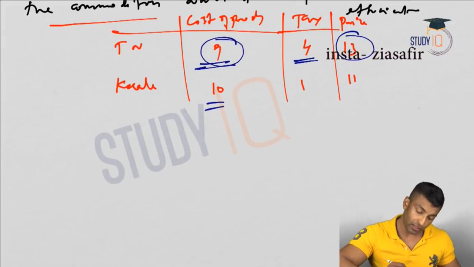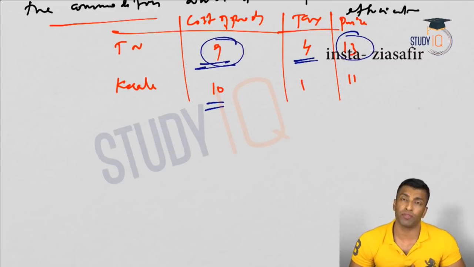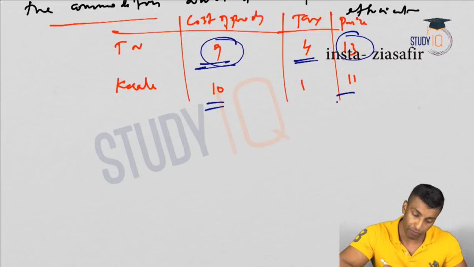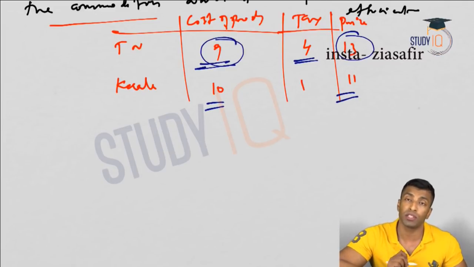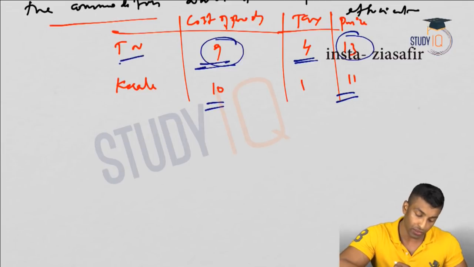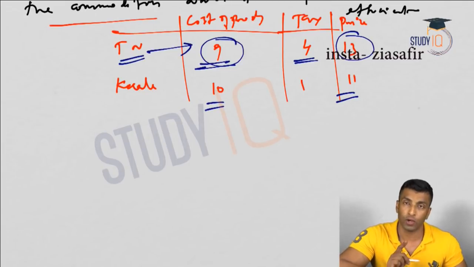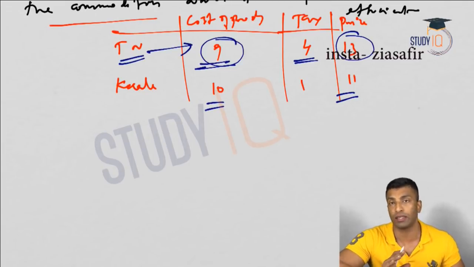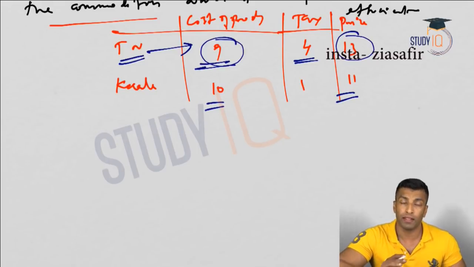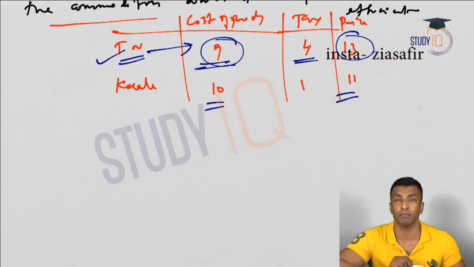Now you see, where will you buy from? Now you will buy from Kerala. Why? Because you will have to pay 11. But who is the most efficient producer here? It is Tamil Nadu that is the efficient producer. I hope this point is clear. Now once the tax system is normalized, then Tamil Nadu will get the benefit.